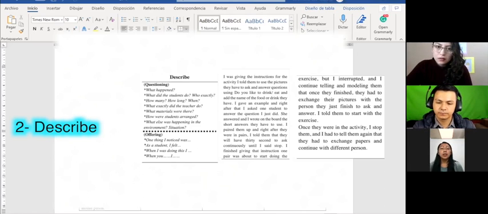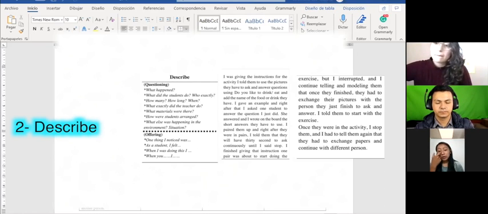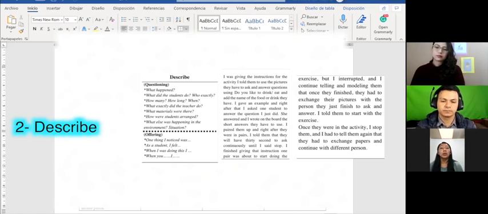As I told you, I will focus on my instructions at the beginning of my activity. So I have my description here. I was giving the instructions for the activity. I told them to use pictures, they have to ask and answer. I already gave them the pictures of these foods before.